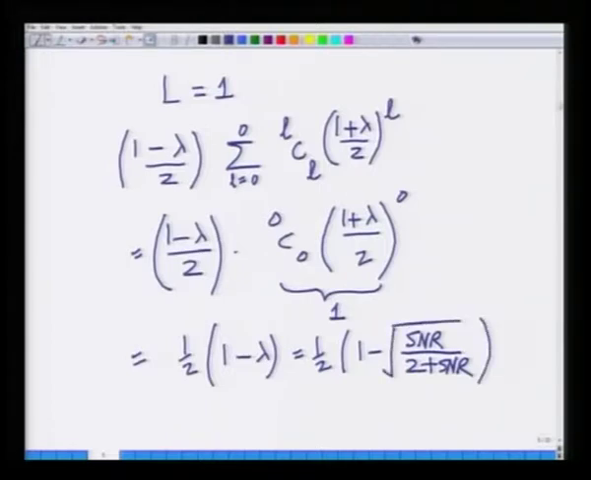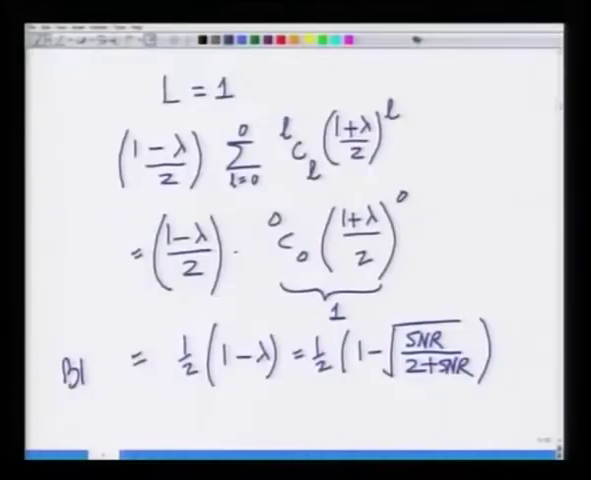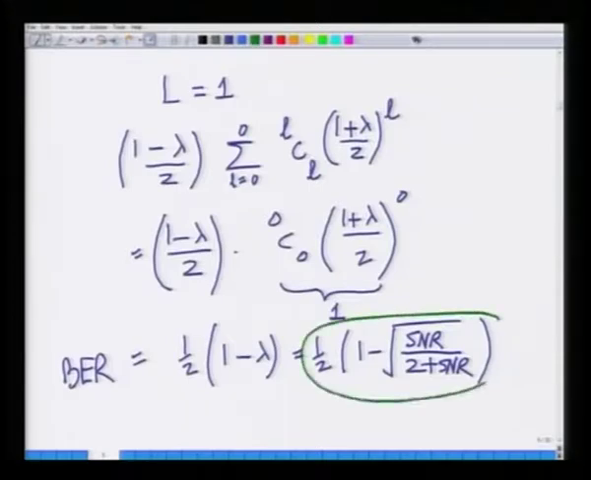All right, we said we have an expression for any given number of receive antennas, capital L. Specifically for capital L equals 1, we derived the expression for bit error rate. So, the bit error rate for L equals 1 equals half times 1 minus the square root of SNR divided by 2 plus SNR. If you recall, we saw this expression earlier: this is the bit error rate in a Rayleigh fading wireless channel with a single transmit antenna and single receive antenna.